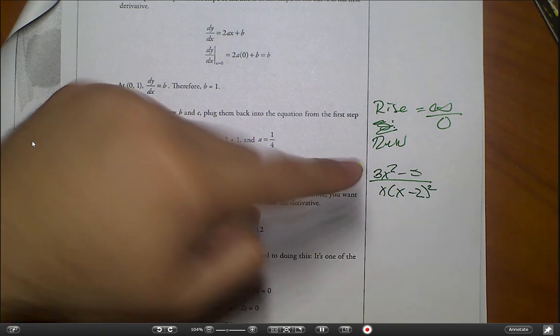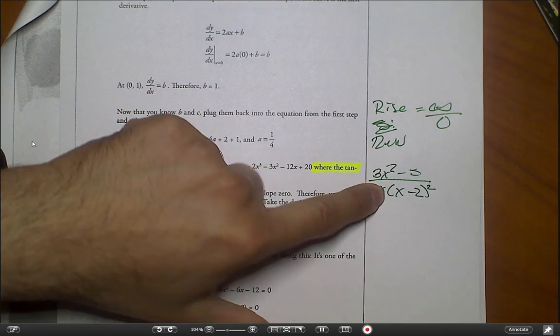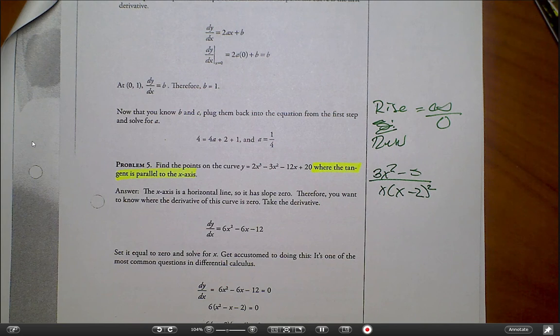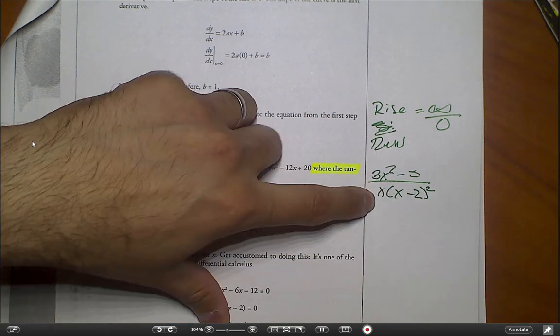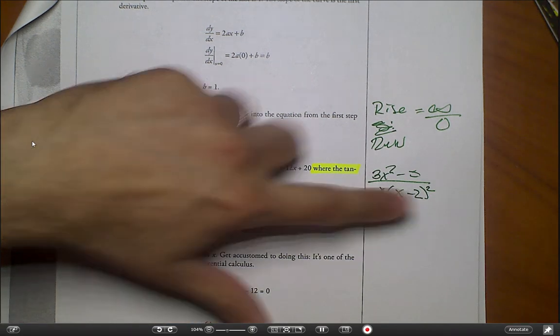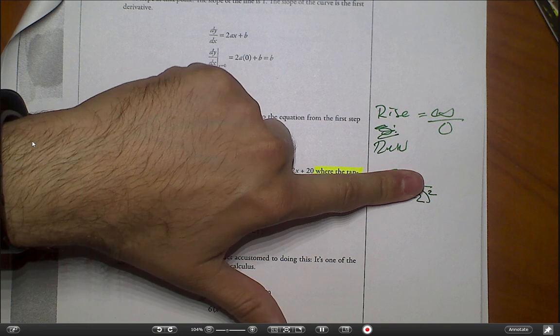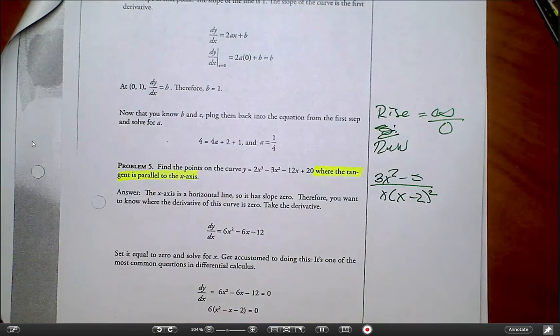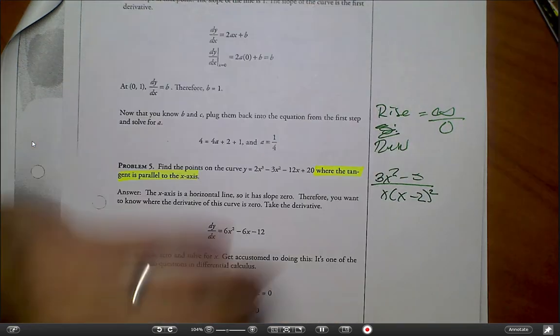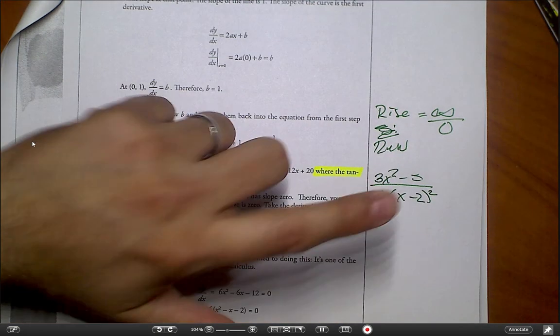So in a function like this right here, to find out the places where this is going to be undefined, I would set only the bottom equal to 0. This is also one of the AP test prep reviews that I did recently. You would only set the bottom equal to 0.